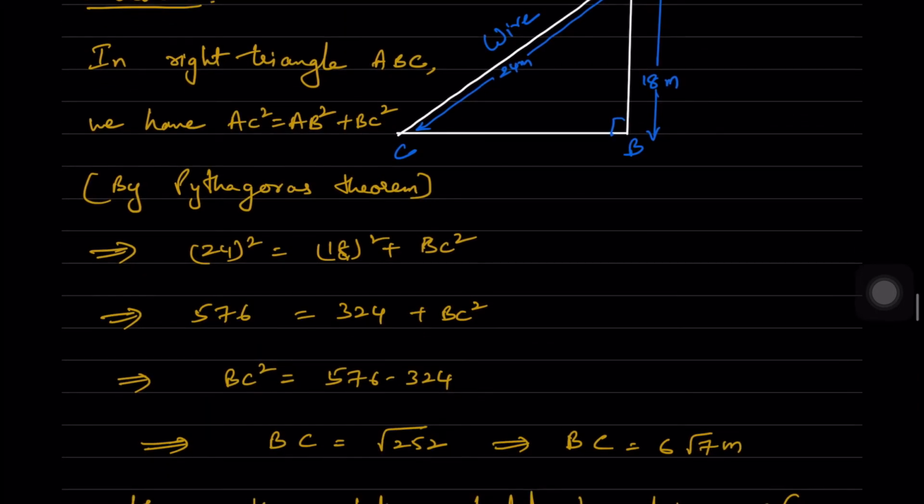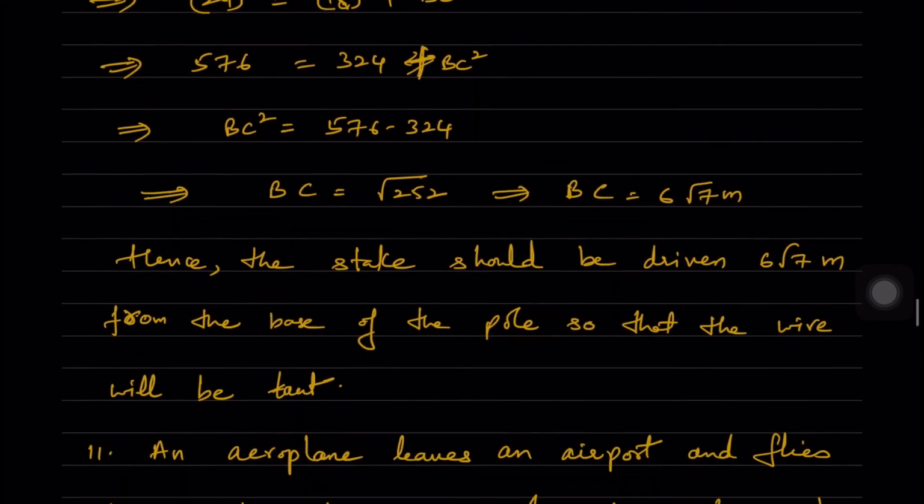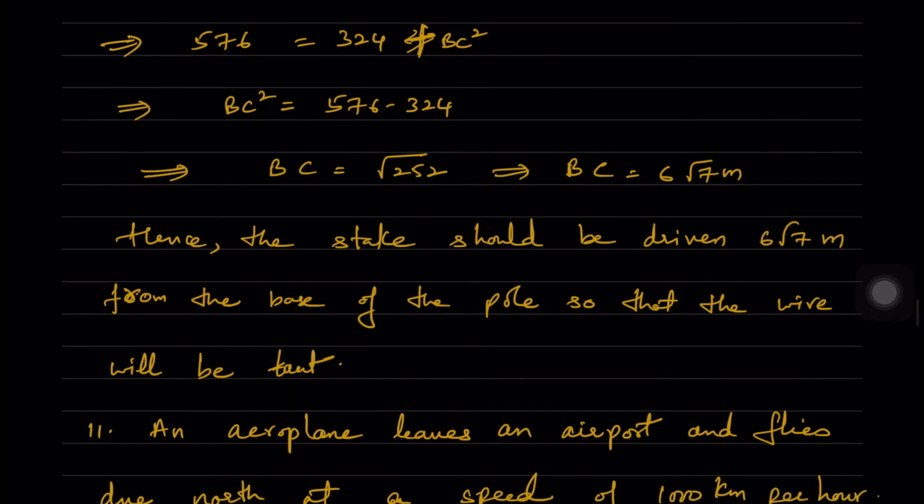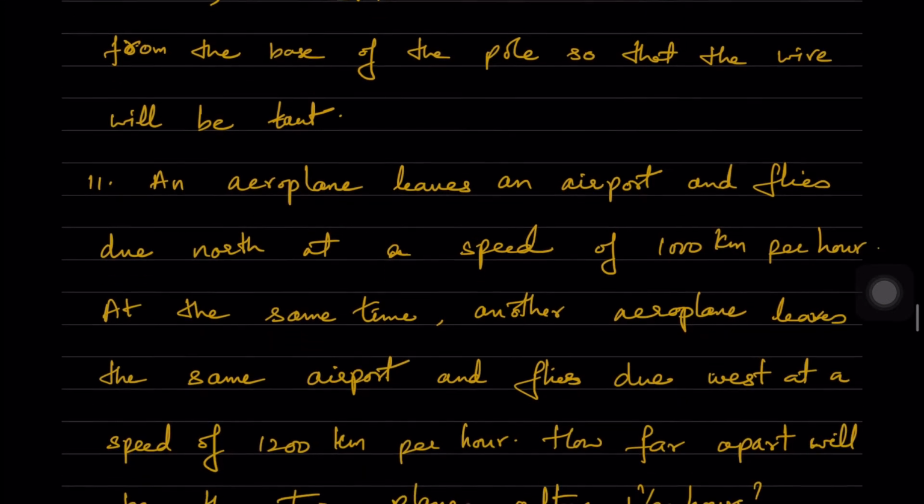So 24 square is equal to 18 square plus BC square. Find out what is BC. It is equal to 576 equal to 324 plus BC square. This is plus. Which implies BC square is equal to 576 minus 324, which is equal to root of 252. BC is equal to 6 root 7 meters. Hence the stake should be driven 6 root 7 meters from the base of the pole so that the wire will be taut.